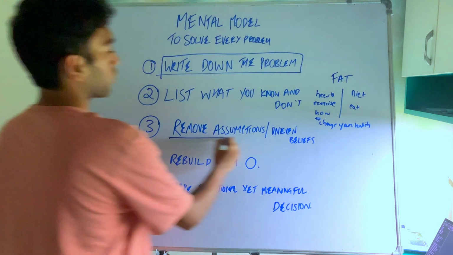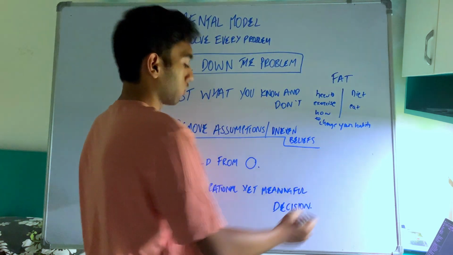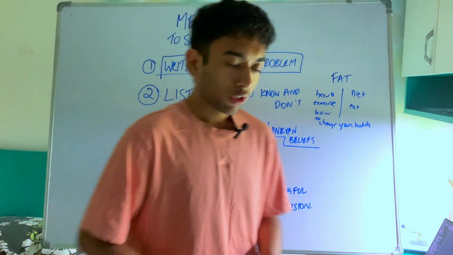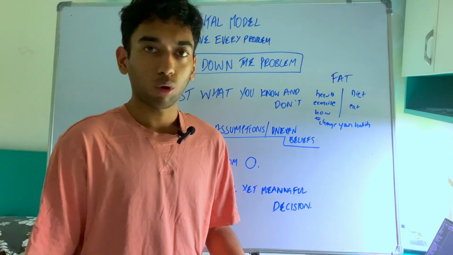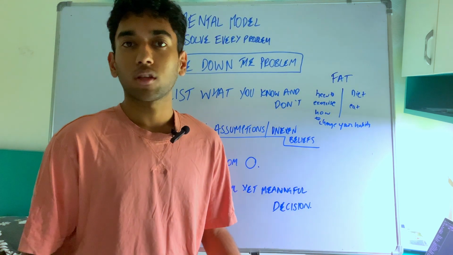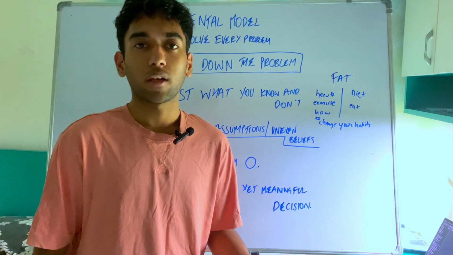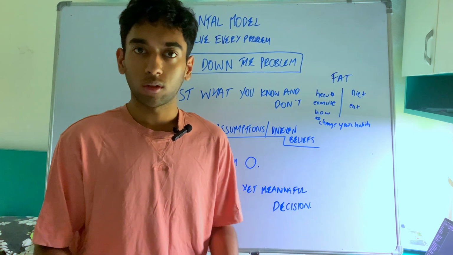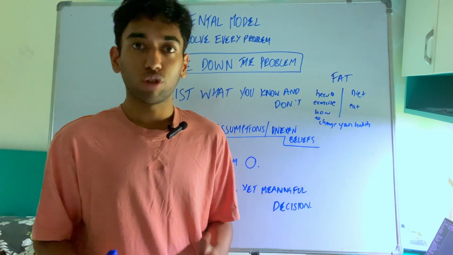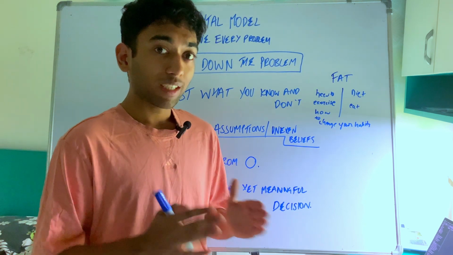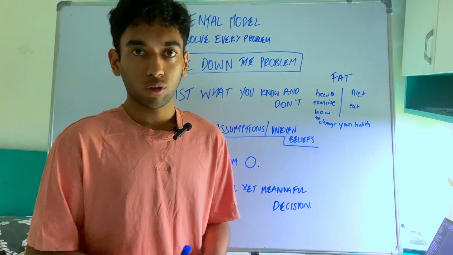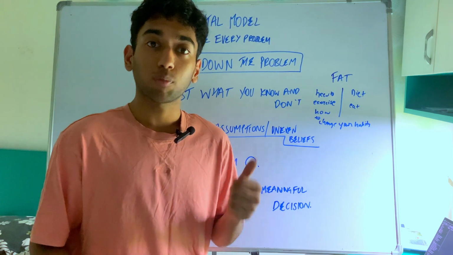3 is removing assumptions slash unproven beliefs. What does that mean? Stop believing things which you don't have answers for. Someone else has told you, some random person has told you, some random article on the internet is telling you, it doesn't make sense. If it makes sense to you, it should be backed with reason. It should be backed with common sense. It should make sense. There should be proof. So make sure that whatever you are believing has proper proof.